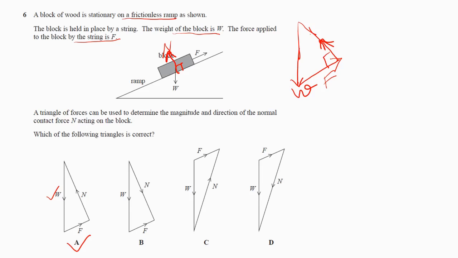So diagram A. In the case of diagram B, the normal reaction is in the opposite direction. It is not right. In options C and D, the force F and the normal reaction are not perpendicular to each other. We know that the string force is parallel to the plane, so the string force and our normal reaction should be perpendicular. So the right answer is choice A.